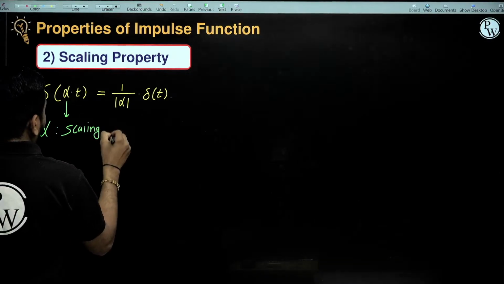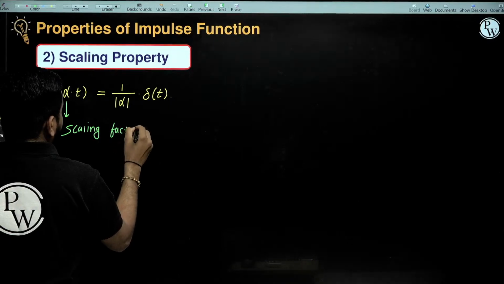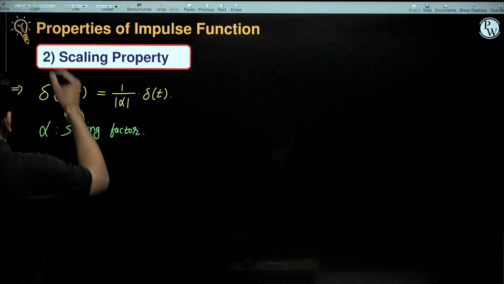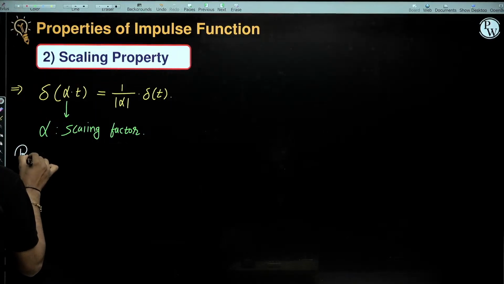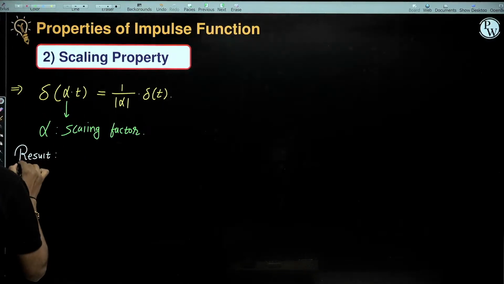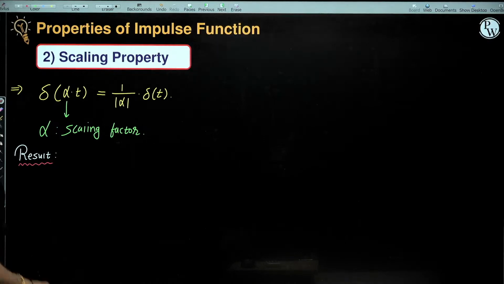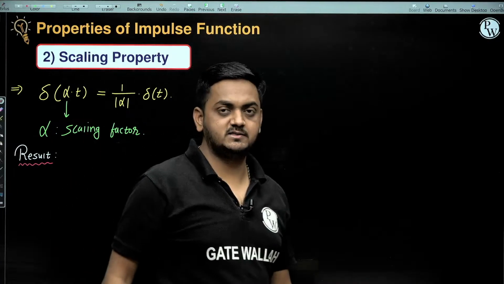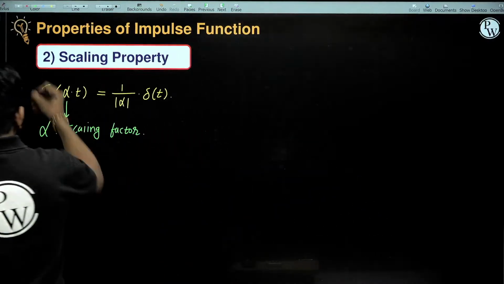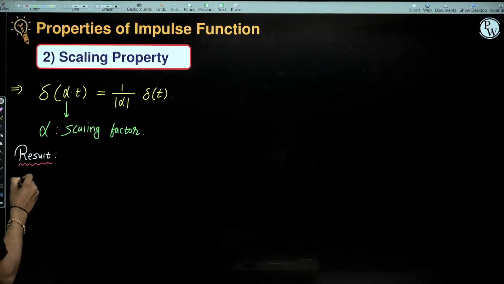So here δ(αt) is equal to 1 upon mod α into δ(t), where α is the scaling factor, guys. So what is the result from this property? Again, proof is not needed. Simply remember this property. The proof is there, or you can see it in a standard book also. Wherever required, definitely I will tell you.